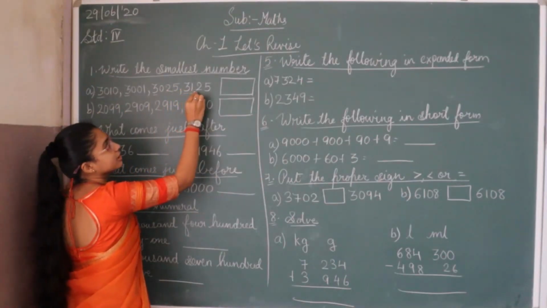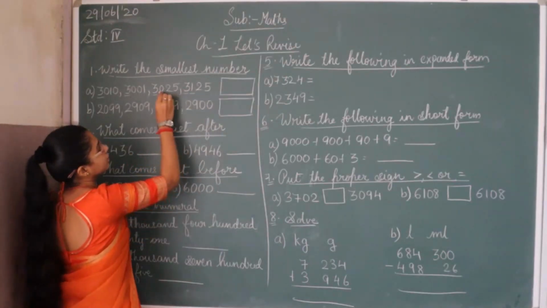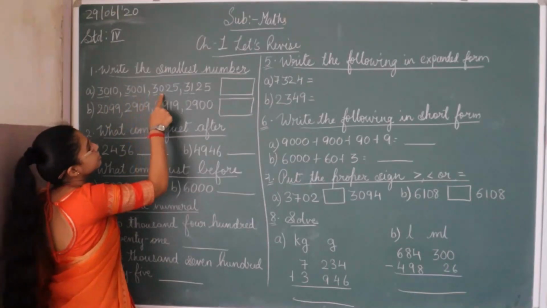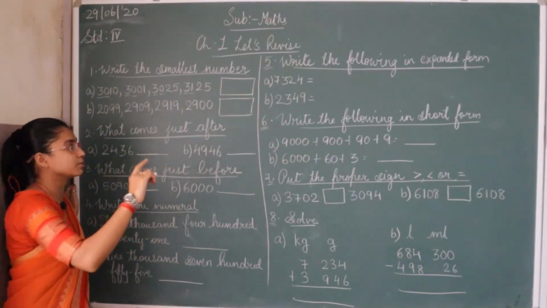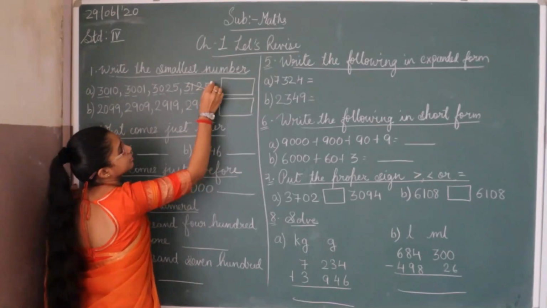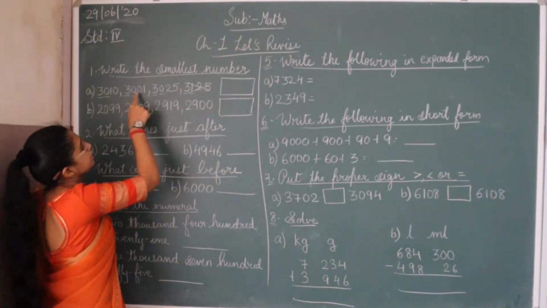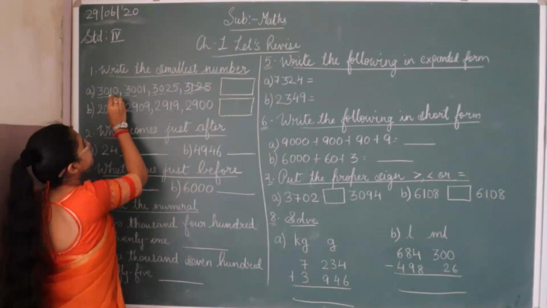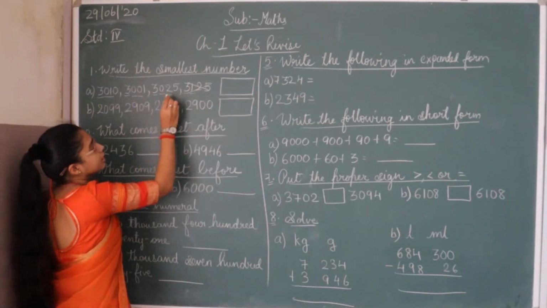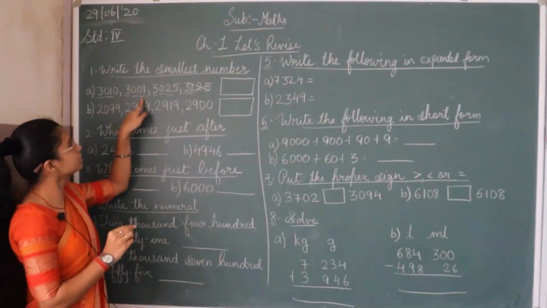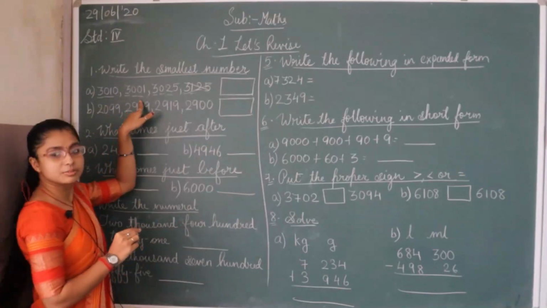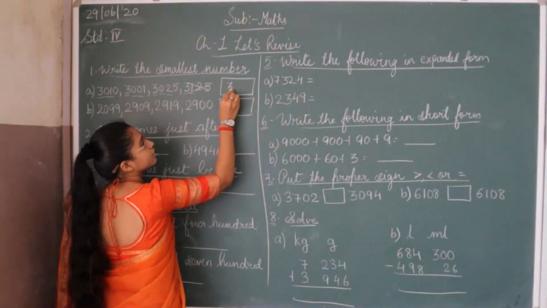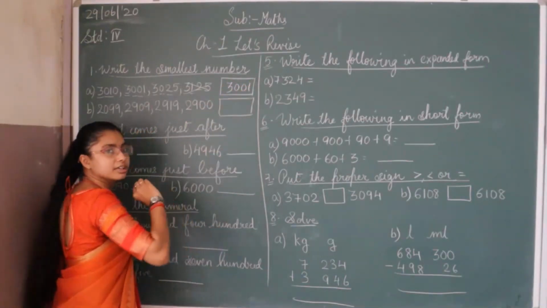So we will see the next hundreds place. Here is 1, 0, 0 and 0. Which is the smallest? 0. Okay, 1 is the biggest number. So we will cancel it. अब इस तीनों में से हम देखेंगे which is the smallest. Tens place 1, 0 and 2. Which is the smallest? 1 or 0 or 2? 0 is the smallest. Okay, so this number is our smallest number. That means 3000 is the smallest number.